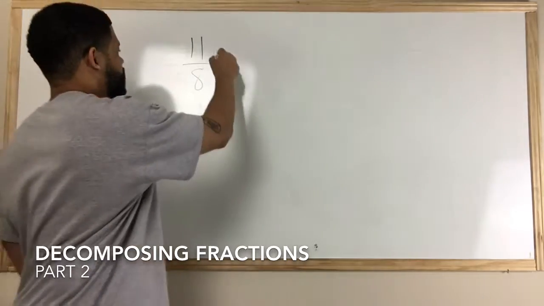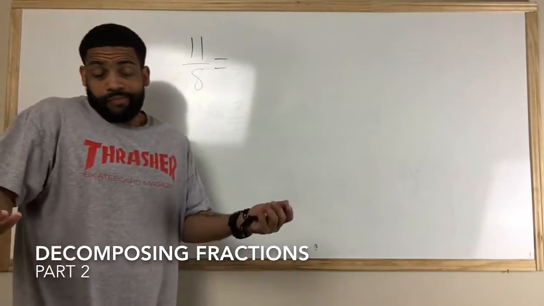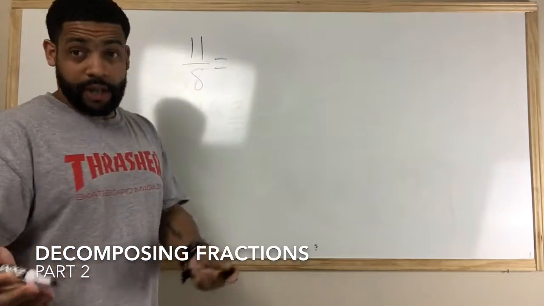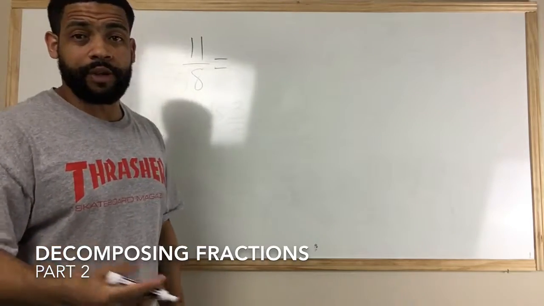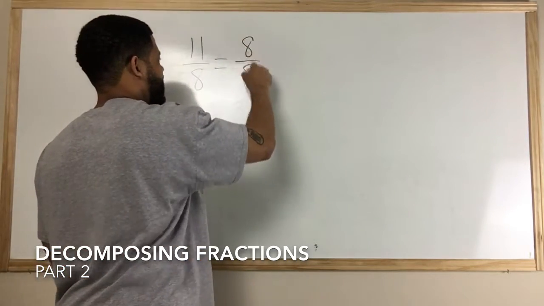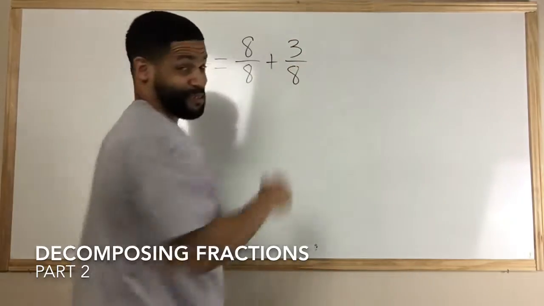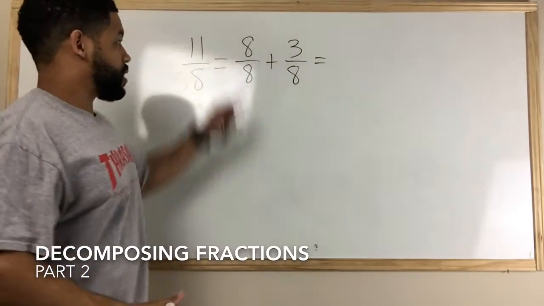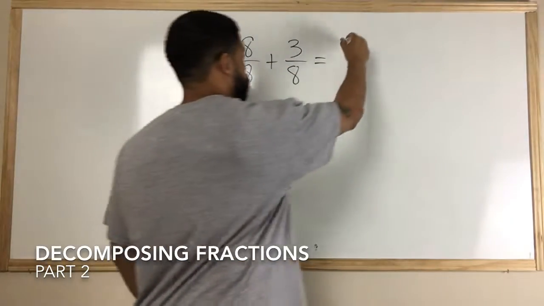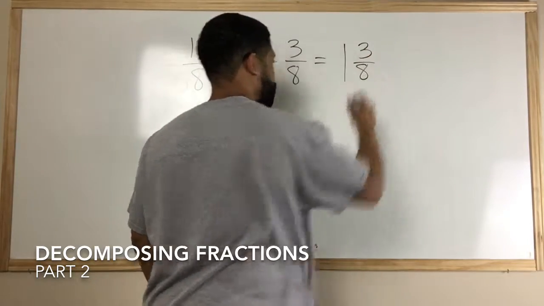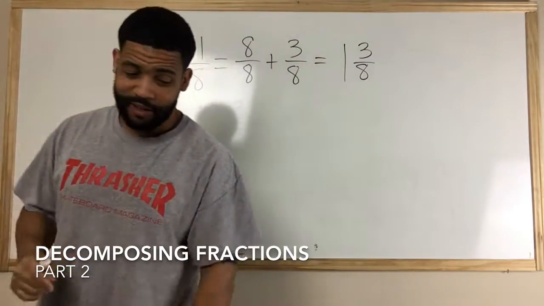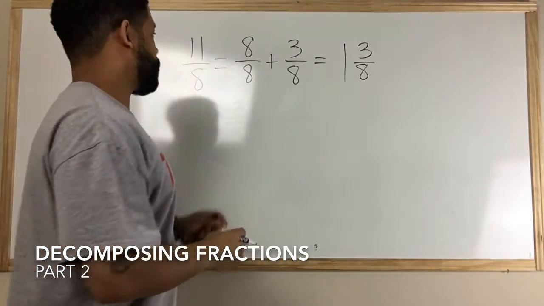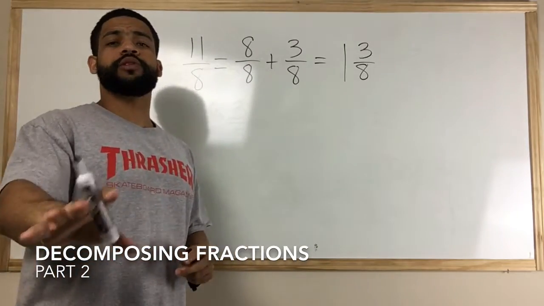Now, 11/8 is equal to, we know it's more than 1 because it's an improper fraction, because the numerator is larger than the denominator. So let's say 8/8 plus 3/8. And notice 8/8 plus 3/8, 8/8 is equal to 1. So I have 1, and then I have 3/8, okay? So that's another way that we can do this, okay? This is another example of what students need to be able to do.